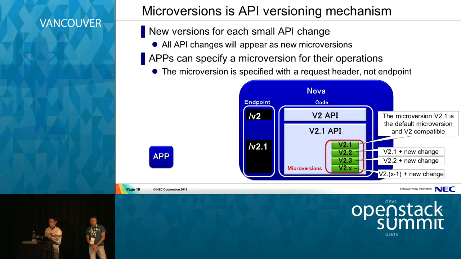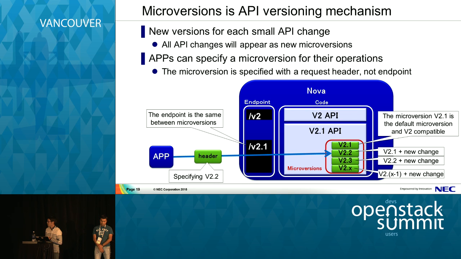And in this slide, the application specifies v2.2 here. So Nova takes v2.2 action. An important thing is that the endpoint is the same between microversions. So even if we specify v2.2, the endpoint is still v2.1. So we don't need to switch the endpoint between microversions, and instead we need to specify a microversion in the request header.